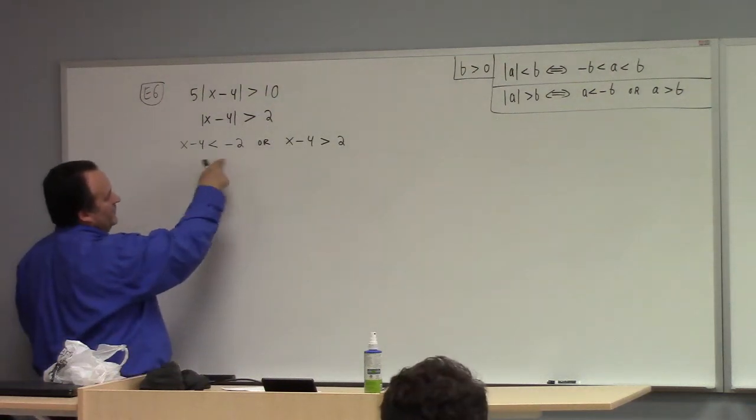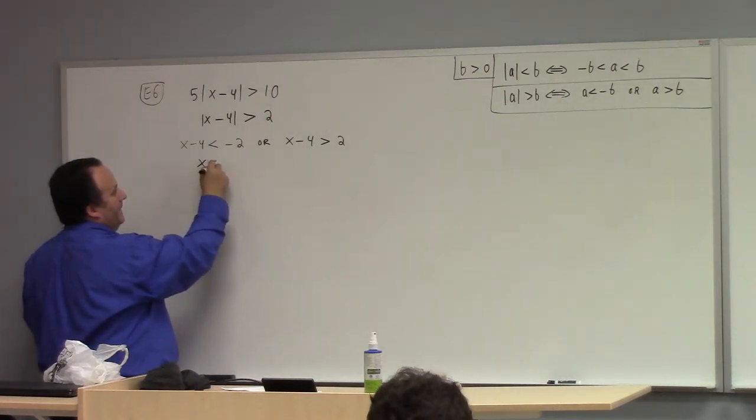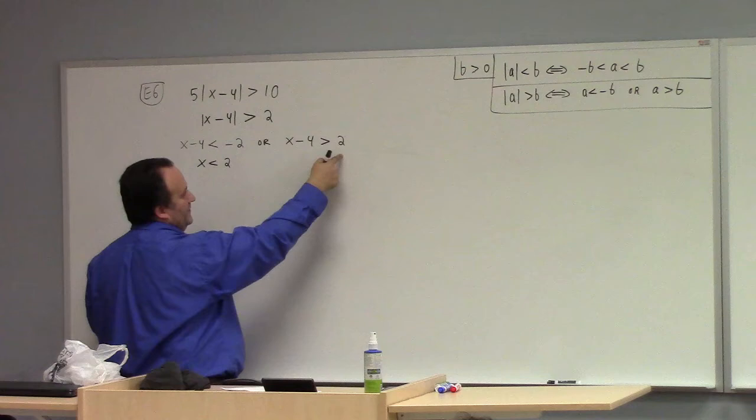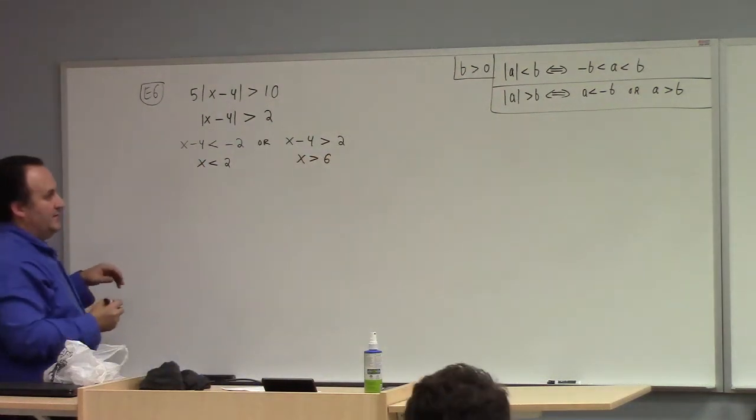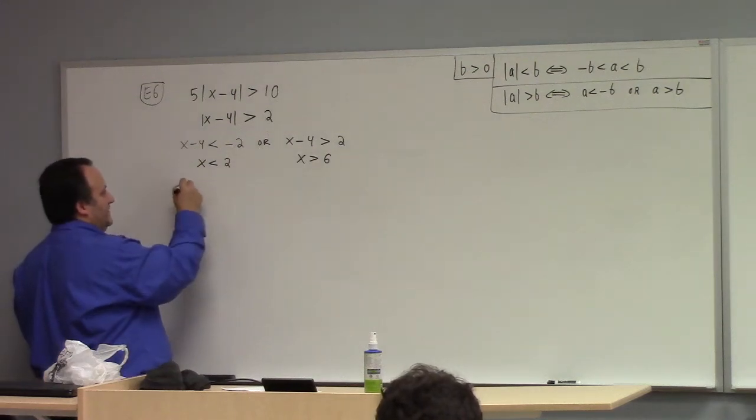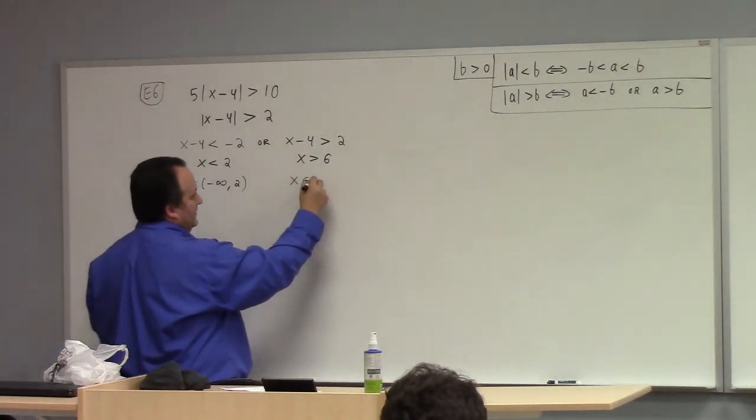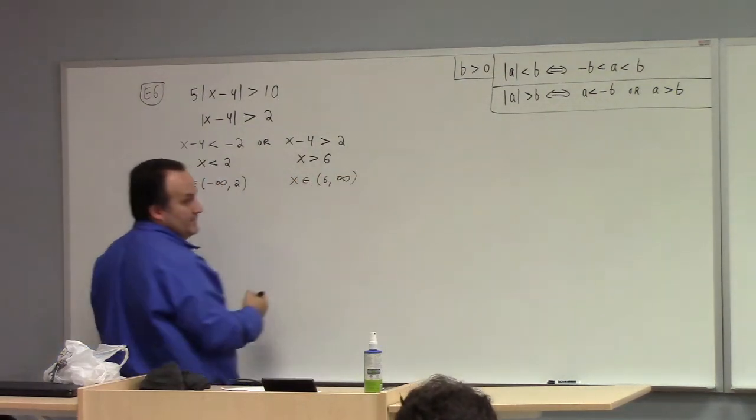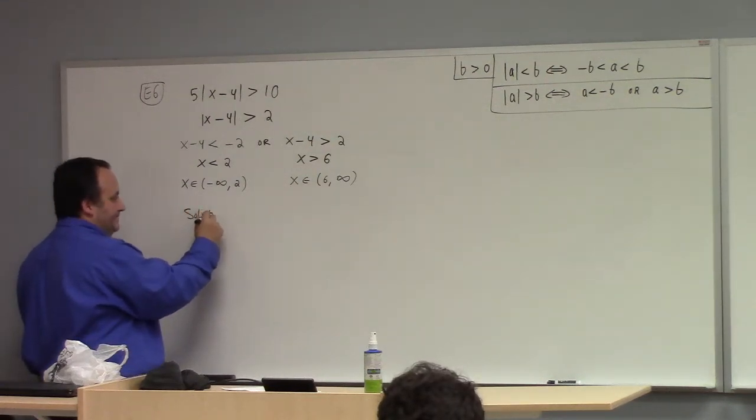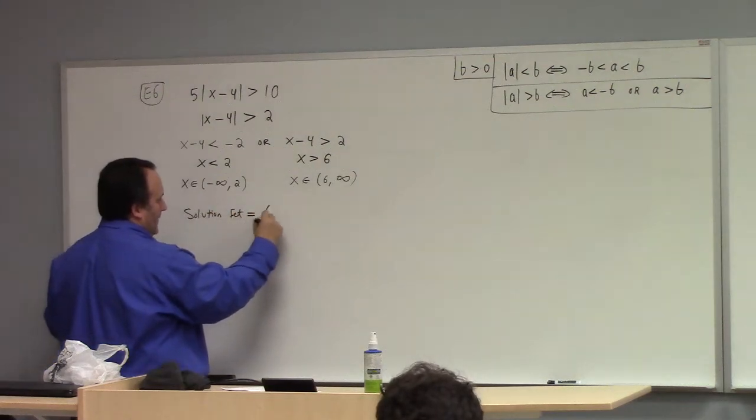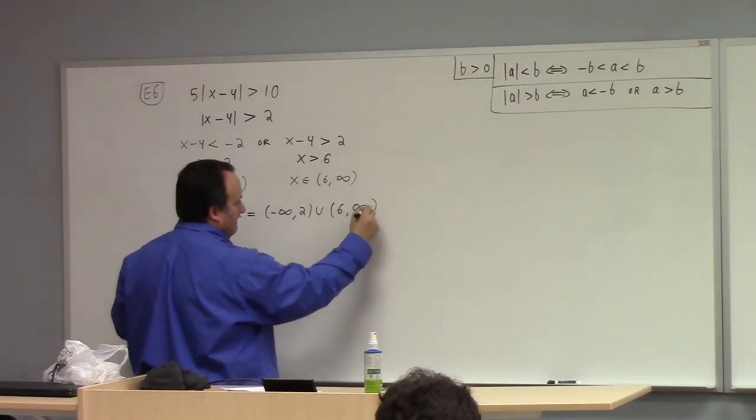And so add 4, what do we get? x less than 2. Over here, add 4. x greater than 6. So either we have x as an element of minus infinity to 2, not included, or we have x as an element of 6 to infinity. Which means our solution set, when you put these two things together, is minus infinity to 2 union 6 to infinity.